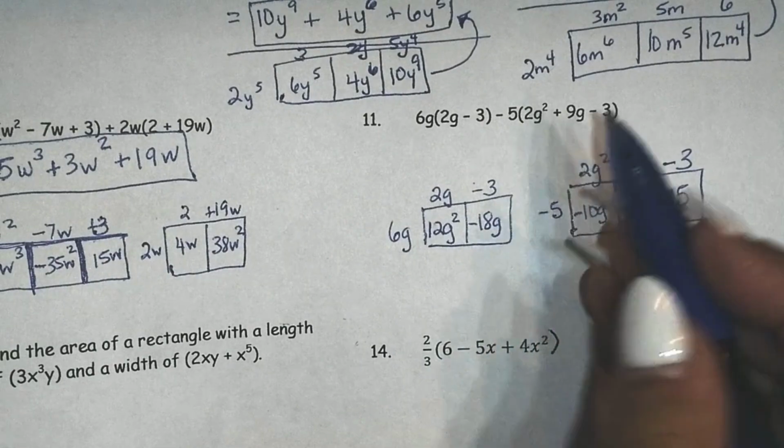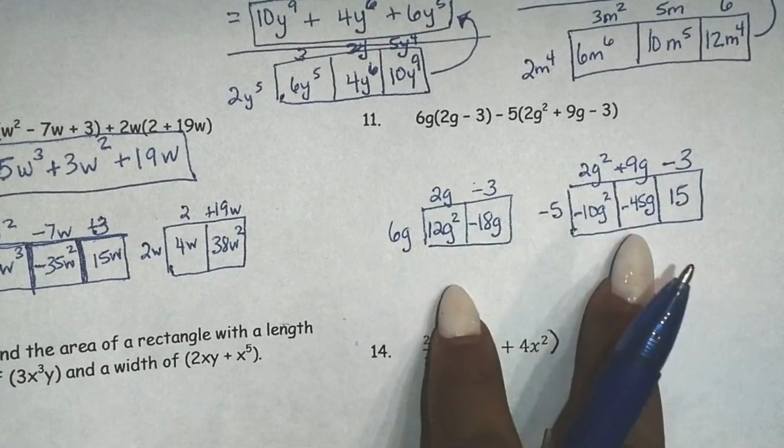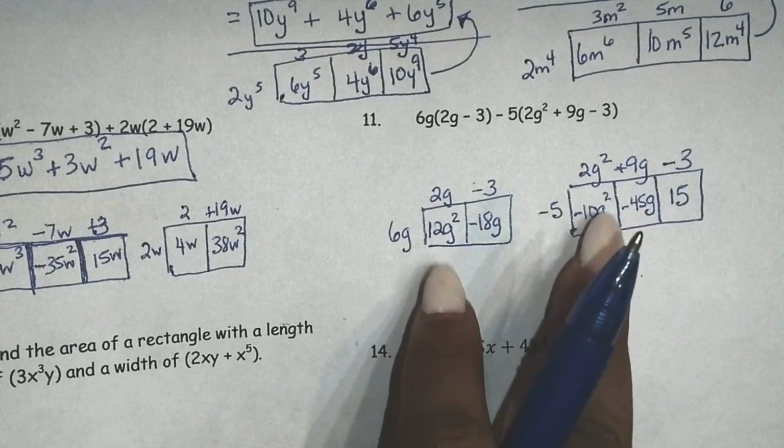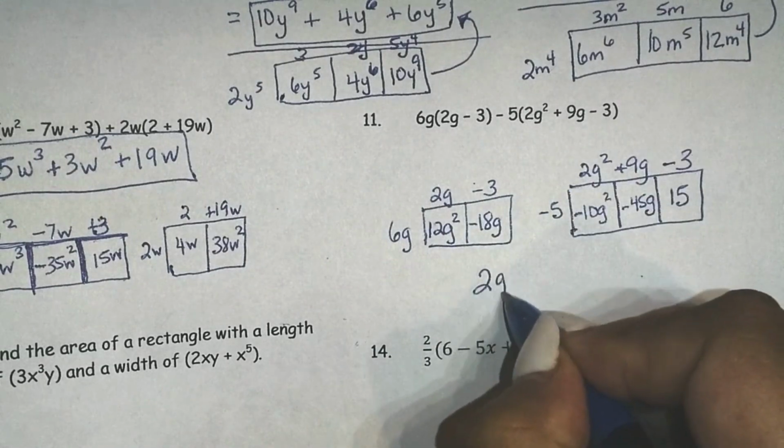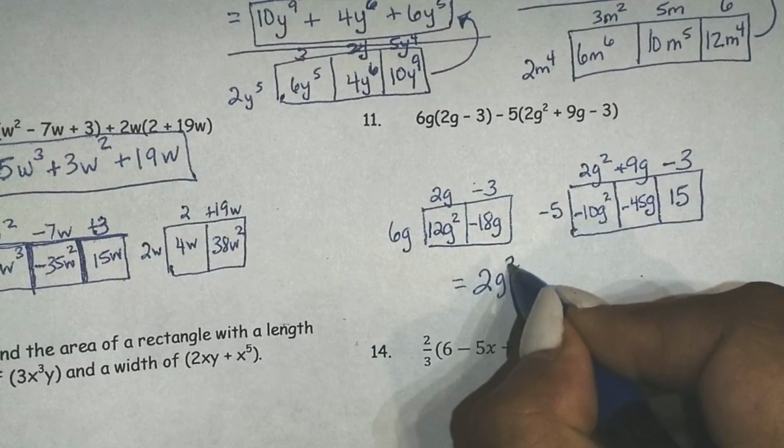Now again, look inside of the boxes and combine like terms. Highest exponent are my G squareds. I have a 12, and then I have a negative 10. 12 minus 10 is 2. So we got 2G squared.